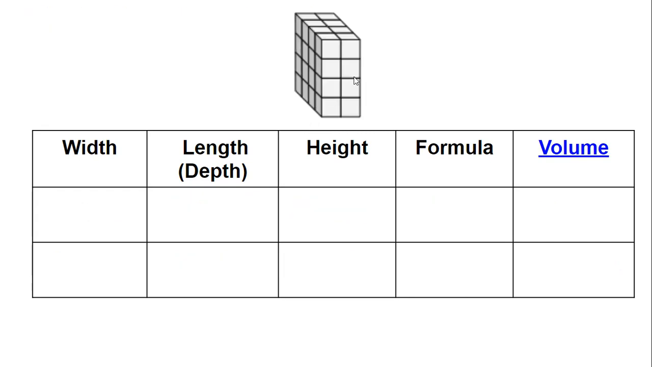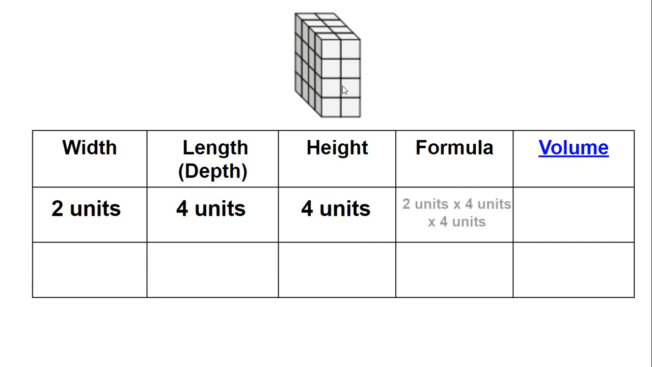Let's try here. Our width is 2 units, 1, 2. Our length or depth is 4 units, 1, 2, 3, 4. Our height is 4 units, 1, 2, 3, 4. That means there's 4 layers. We have the top layer, the bottom layer, and 2 layers in the middle. So our formula would be 2 units times 4 units times 4 units. Well, 2 times 4 is 8, and 8 times 4 is 32 units cubed.